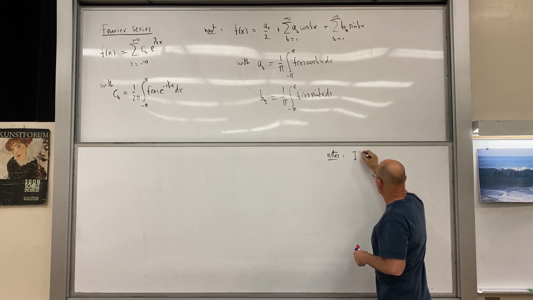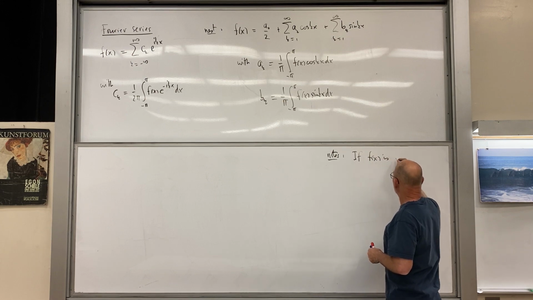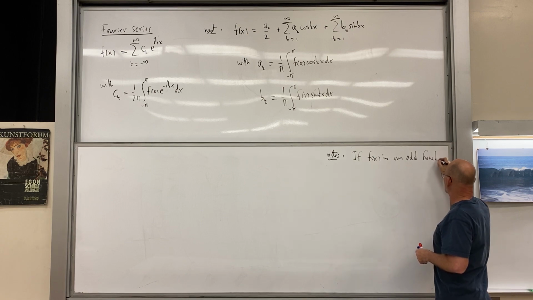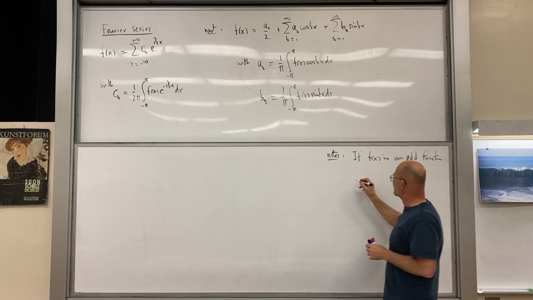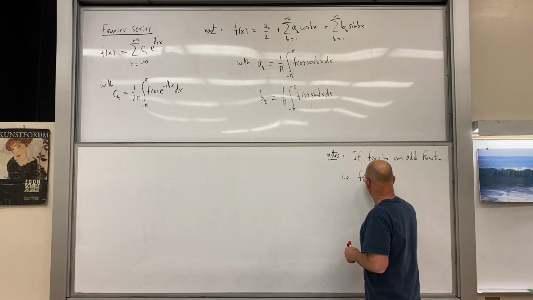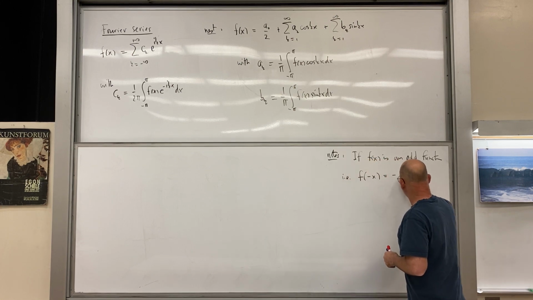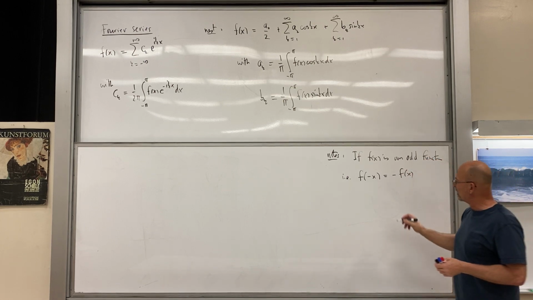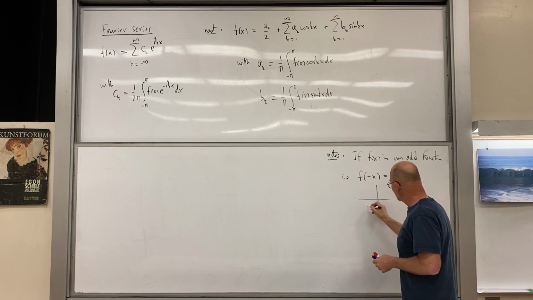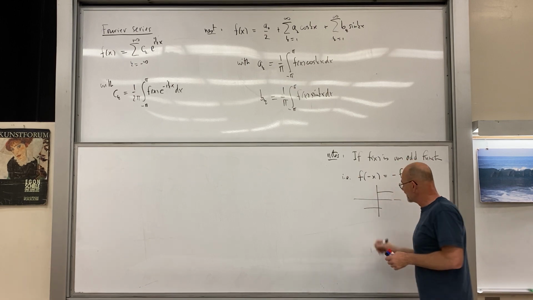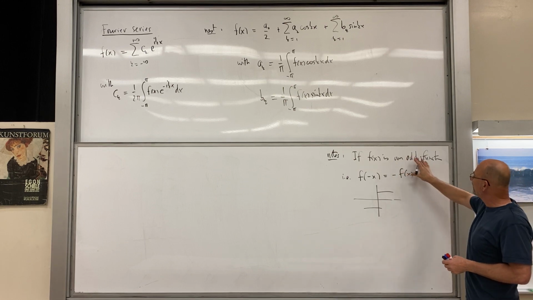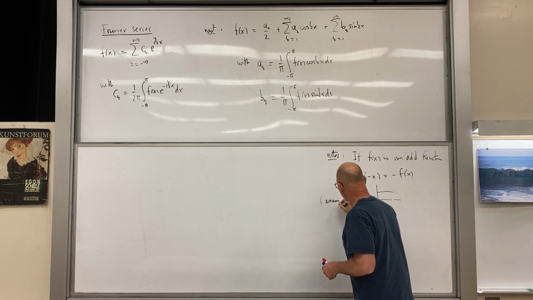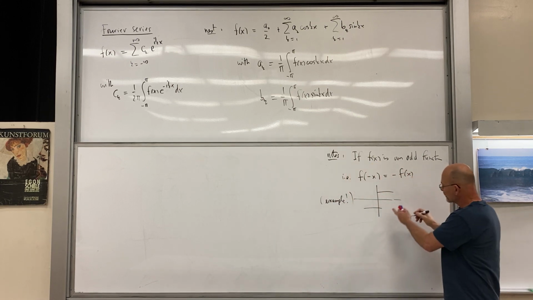If f of x is an odd function. Now remember what an odd function is. That means f of minus x is equal to minus f of x. Okay. And what is an odd function? Well, that thing that we just did, our step function, was an example of an odd function. Okay. So if f of x is an odd function, I'll write here parenthetically example, this one right here.